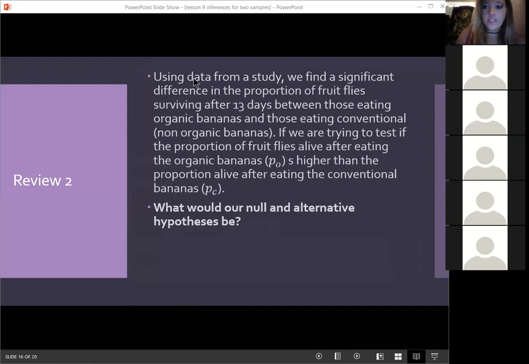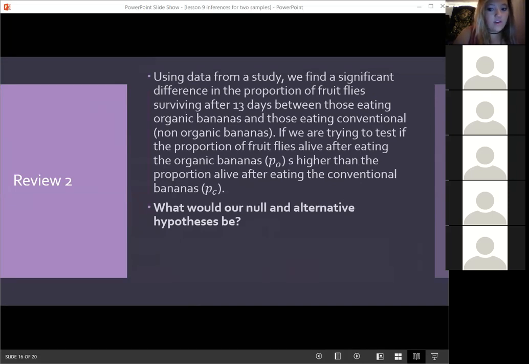Using data from a study, we found a significant difference in the proportion of fruit flies surviving after 13 days between those eating organic bananas and those eating conventional non-organic bananas. If we are trying to test if the proportion of fruit flies alive after eating the organic bananas, which is P subscript O, is higher than the proportion alive after eating the conventional bananas, P subscript C, what would our null and alternative hypotheses be?